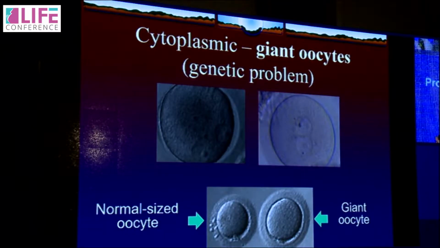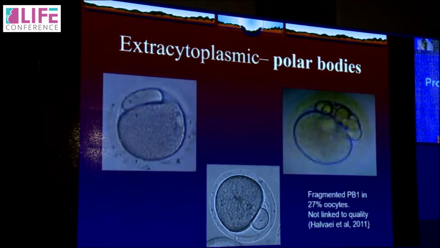Shapes differ. You get irregular shaped ones, you get square-shaped ones, you get oval-shaped oocytes, and you also get giant oocytes. I'm sure that most of you know that you should put the giant oocytes straight into the clinical waste bin, never fertilize them. They will be aneuploid because they normally carry double the amount of chromatin that they should have. And you get problems with the polar bodies.